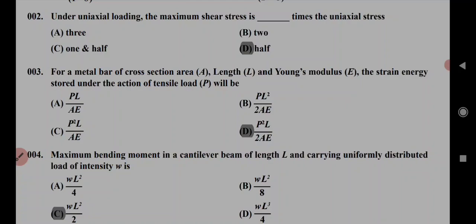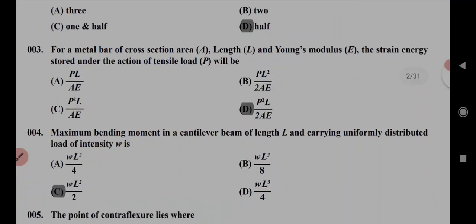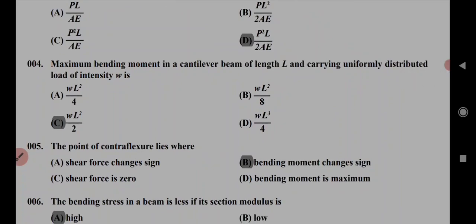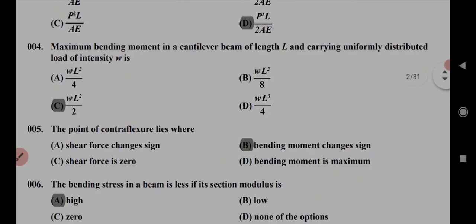So option D, half. For a metal bar of cross-section area A, length L and Young's modulus E, the strain energy stored under the action of the tensile load P will be... So option D is correct. Maximum bending moment in the cantilever beam of length L carrying a uniformly distributed load of intensity W is option C also.